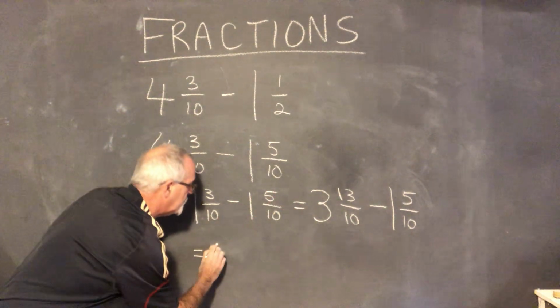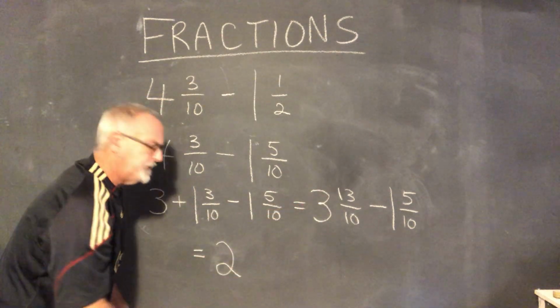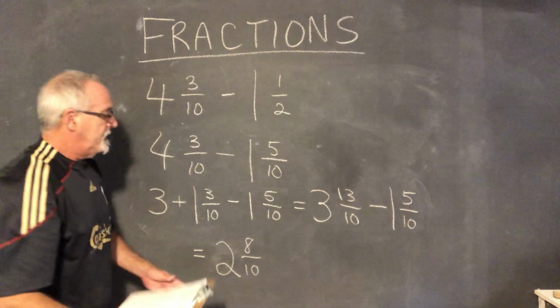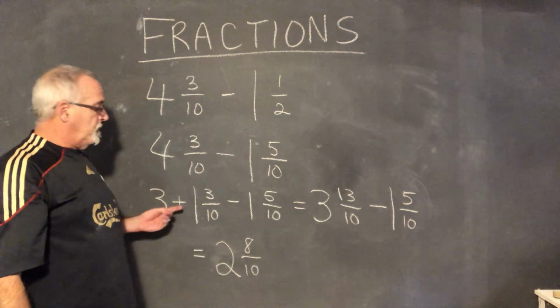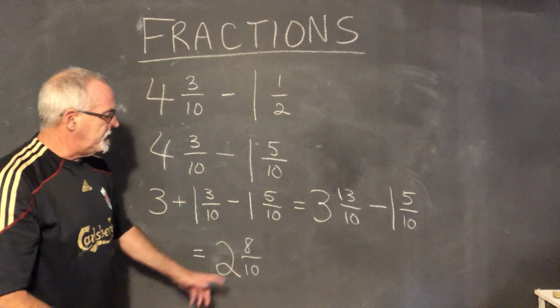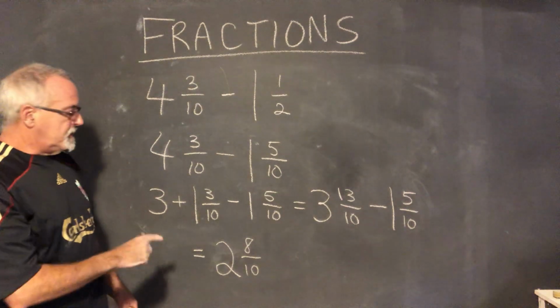3 minus 1 is equal to 2. 13/10 minus 5/10 is equal to 8/10. I have my answer. It worked. The borrowing thing worked. But 2 8/10 can be simplified because 8 and 10 have a common factor of 2. We can reduce this fraction.